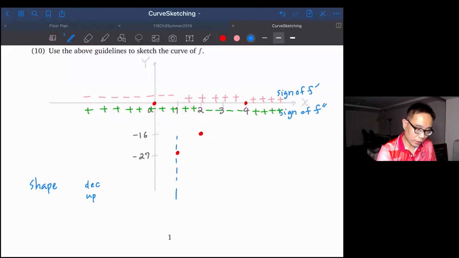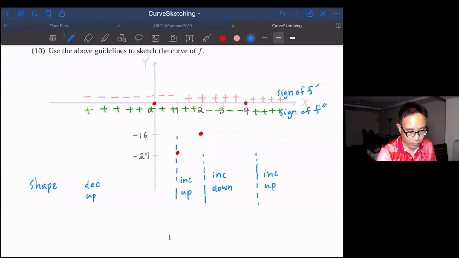In another interval, on 1, 2, you see that it's gonna be positive, positive. Positive, positive means you have increasing concave up, okay? Another one, when x is between 2 and 4, is gonna be positive, negative. Positive, negative will be increasing but concave down. And finally, when x is more than 4, it's going to be increasing and concave up.